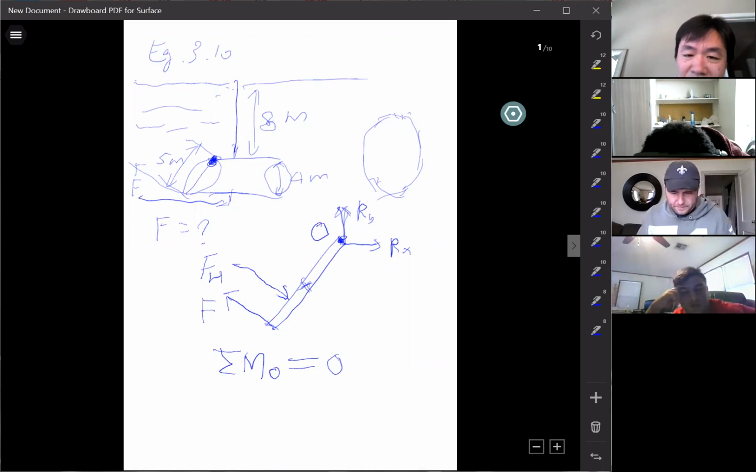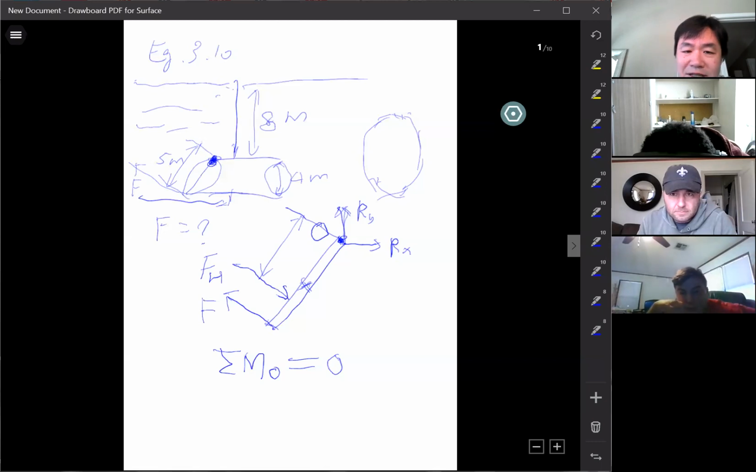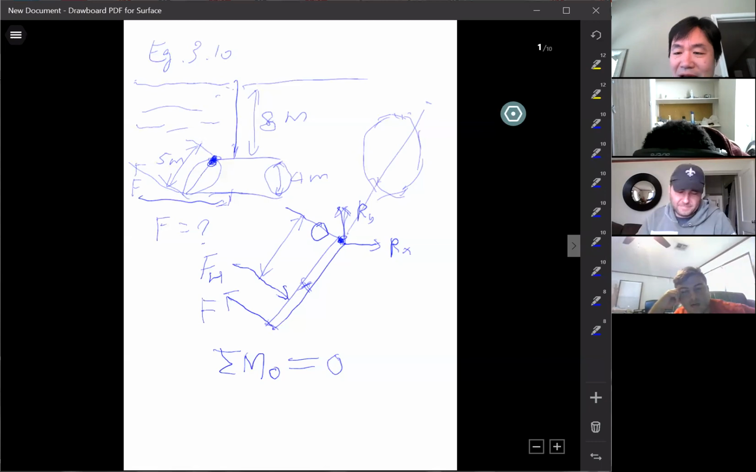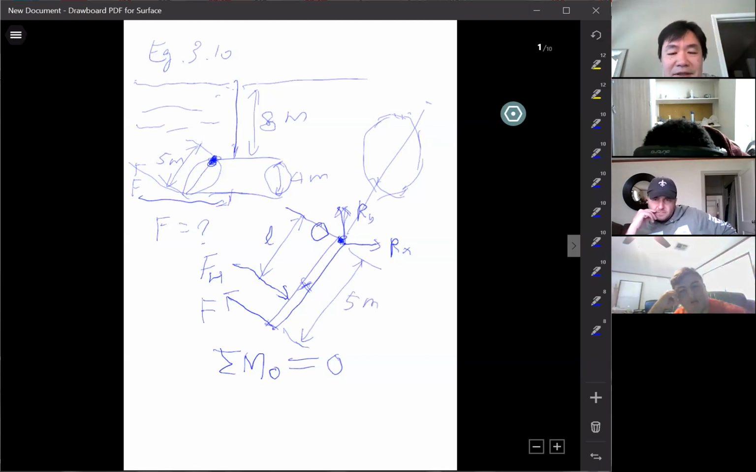In dimensions, I want you to write down the dimension that you will use in the moment calculation. One is this. This is a dimension, but you cannot write YCP on this dimension because YCP is from this to the surface of the water, which is very far away. You have to use some other letter. Let's say this is L. I can use an arbitrary letter. This distance is given. It's 5 meters. You can just write 5 meters because it's given.